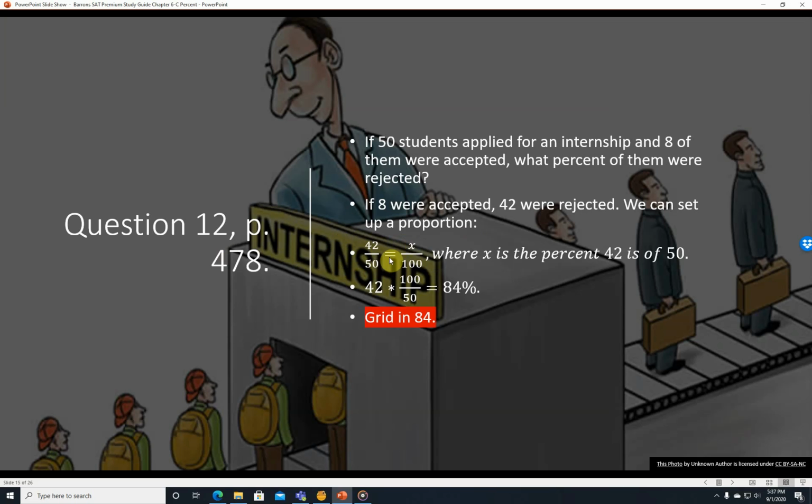Hopefully you should see that you could multiply 50 times 2 to get 100, and to keep this proportion you have to multiply 42 by the same number to get x. So we can just multiply by 2, so we'll go 42 times 100 over 50, 100 over 50 is 2, 42 times 2 is going to be equal to 84%, where x is the percent. So grid in 84.